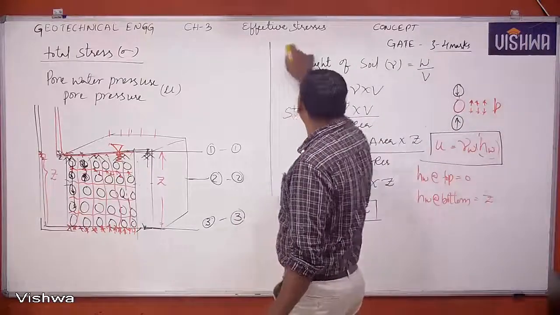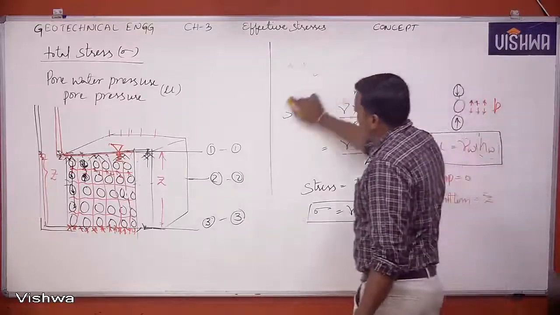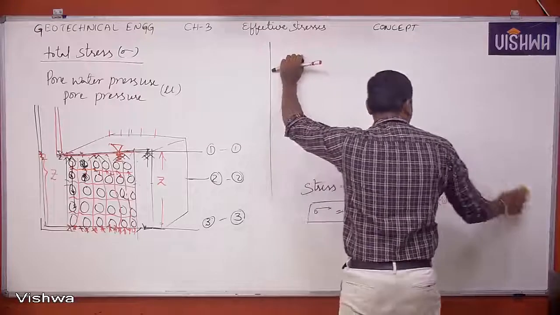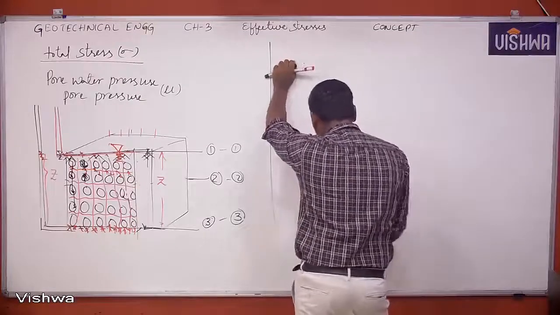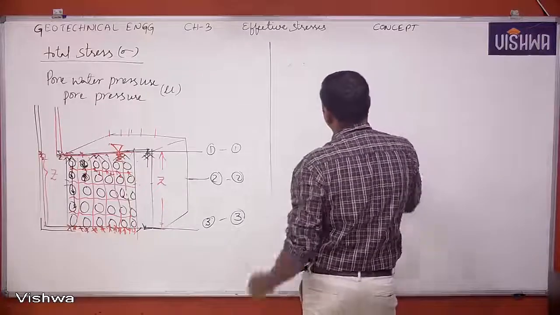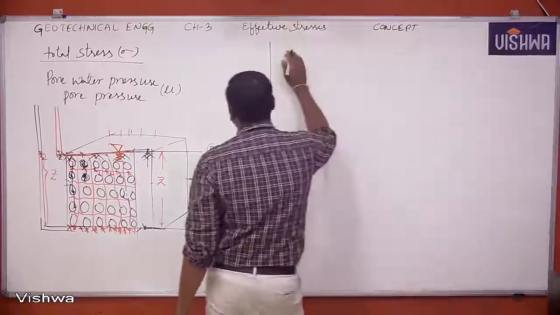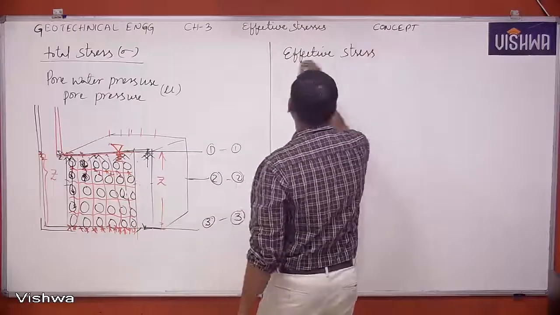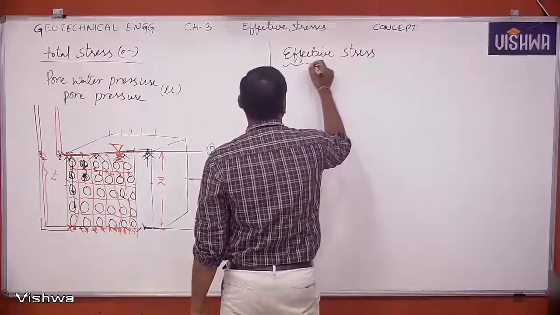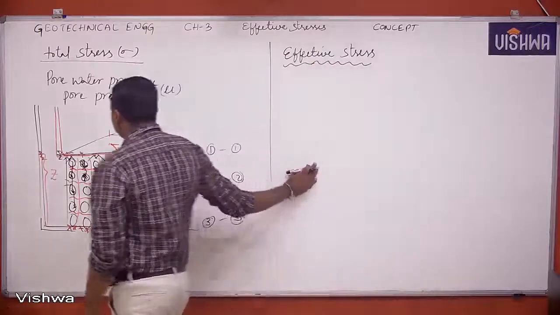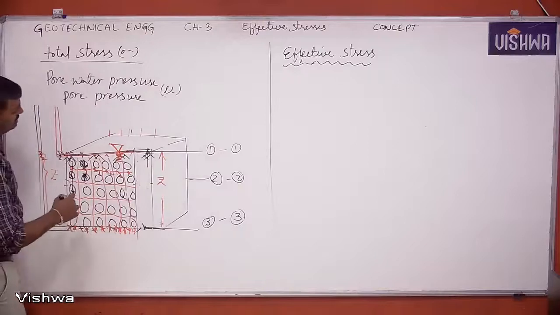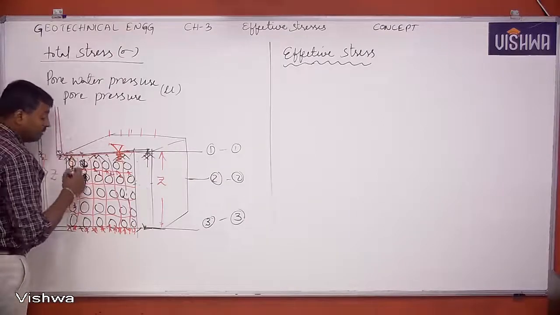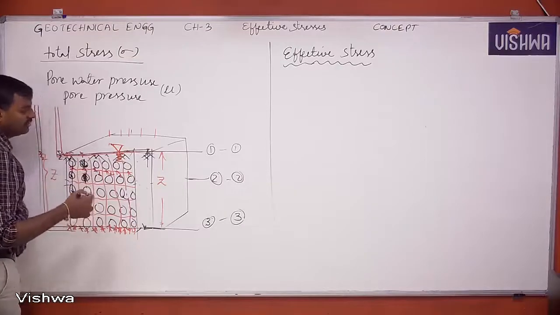Next, third one. Effective stress. Effective means after... See, just now I have told that whatever load would like to transmit from one soil grain to another soil grain is being obstructed by the water. Thus, water applies its pressure. What is the water pressure? Just now we have seen U is equal to gamma W into HW.